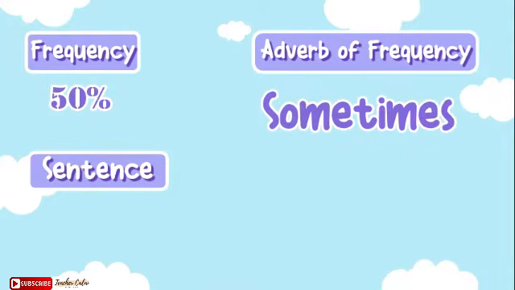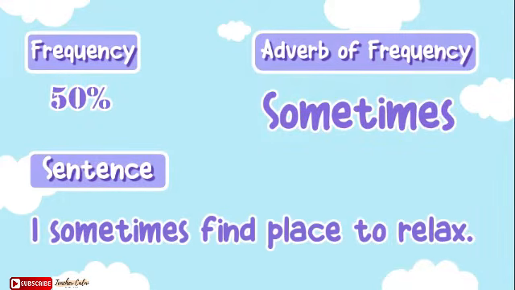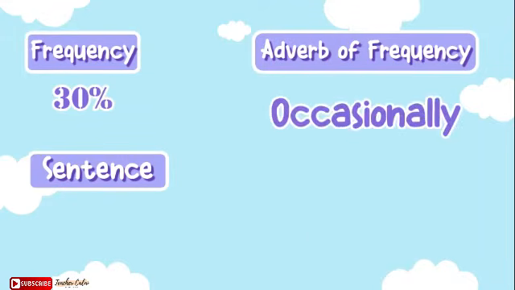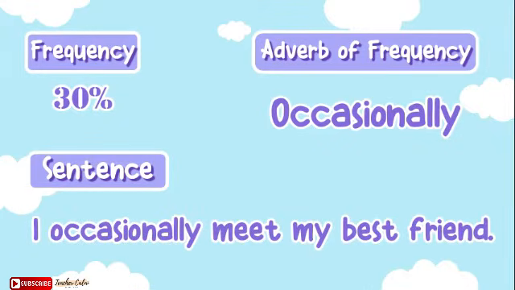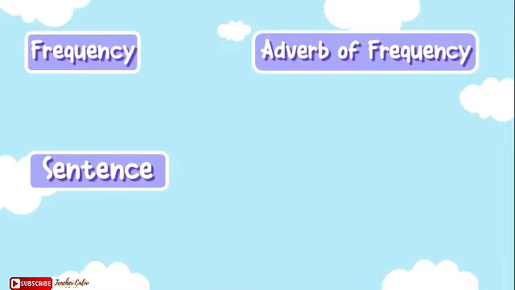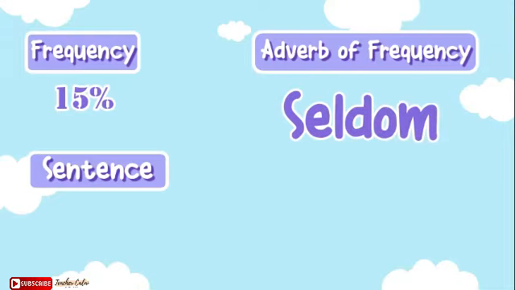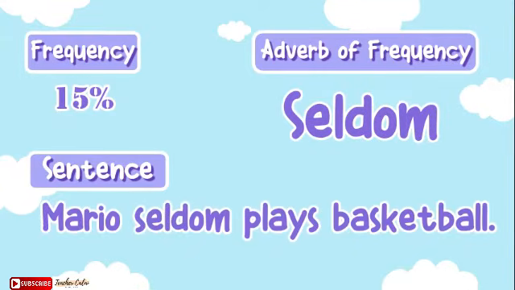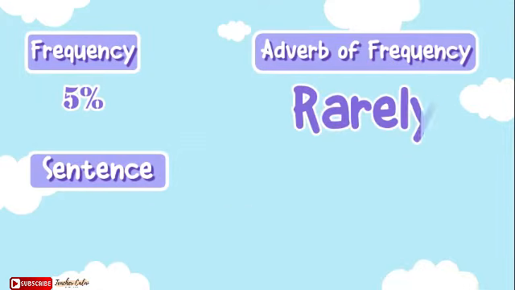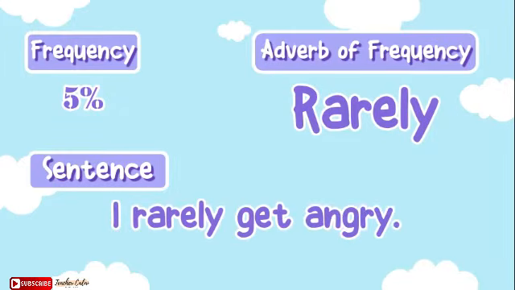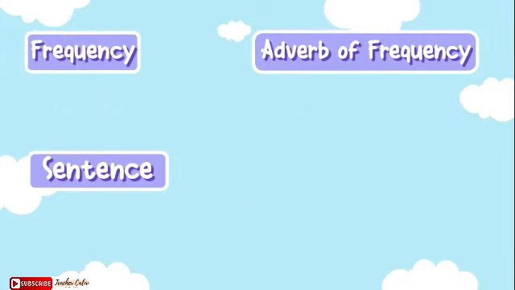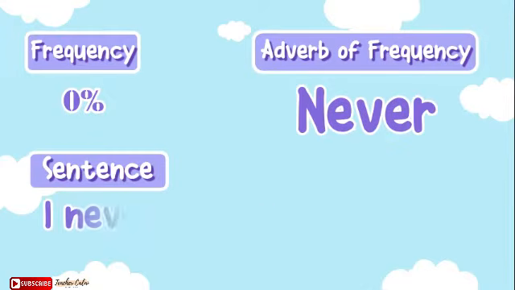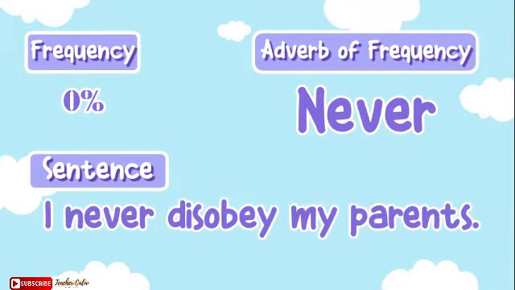50% is sometimes. Example, I sometimes find place to relax. 30% is occasionally. Example, I occasionally meet my best friend. 15% is seldom. Example, Mario seldom plays basketball. 5% is rarely. Example, I rarely get angry. And 0% is never. Example, I never disobey my parents.